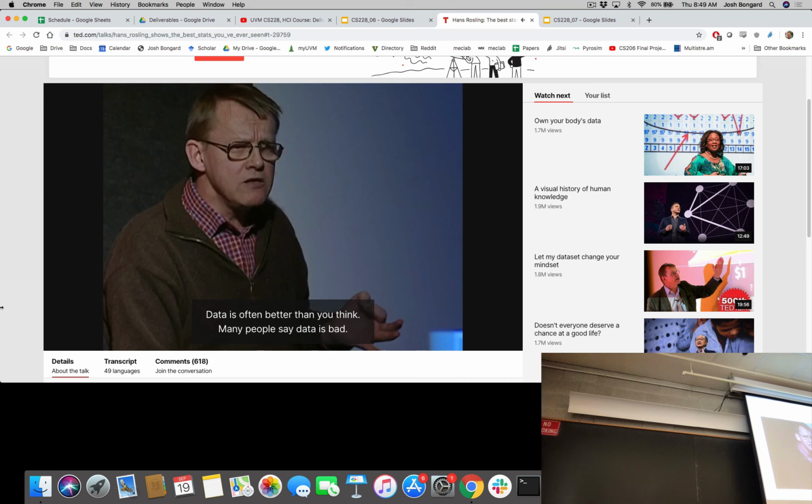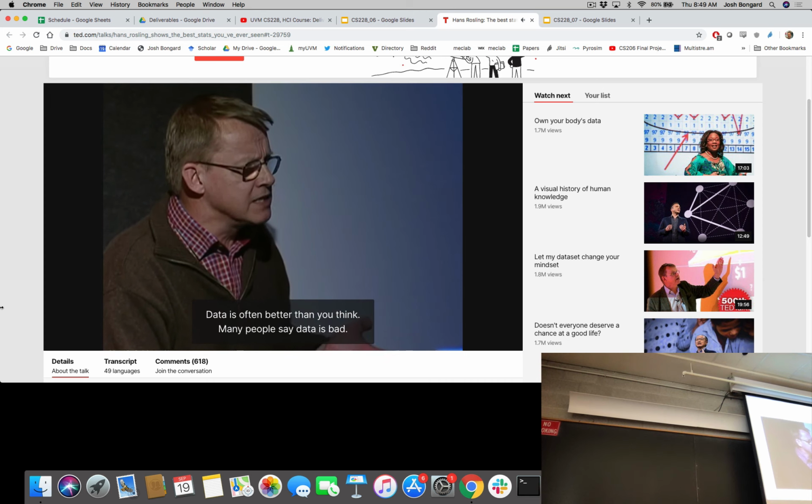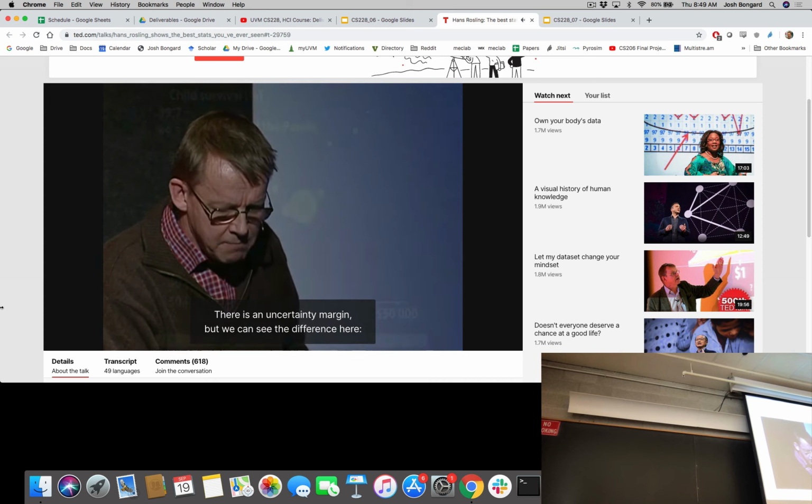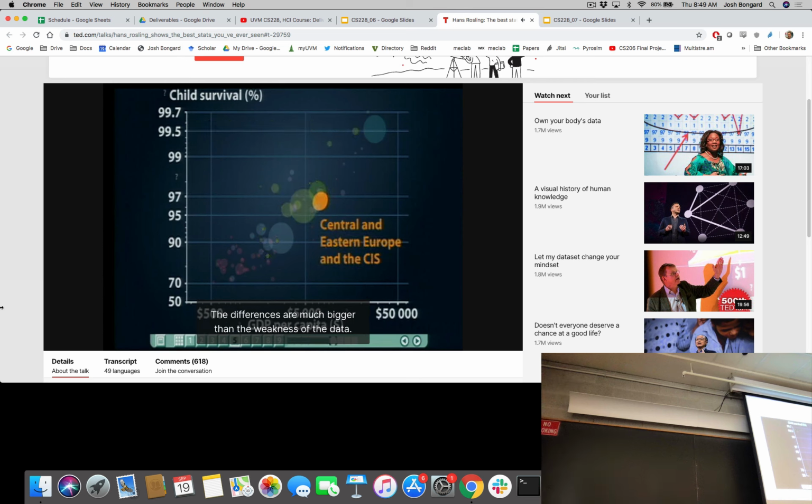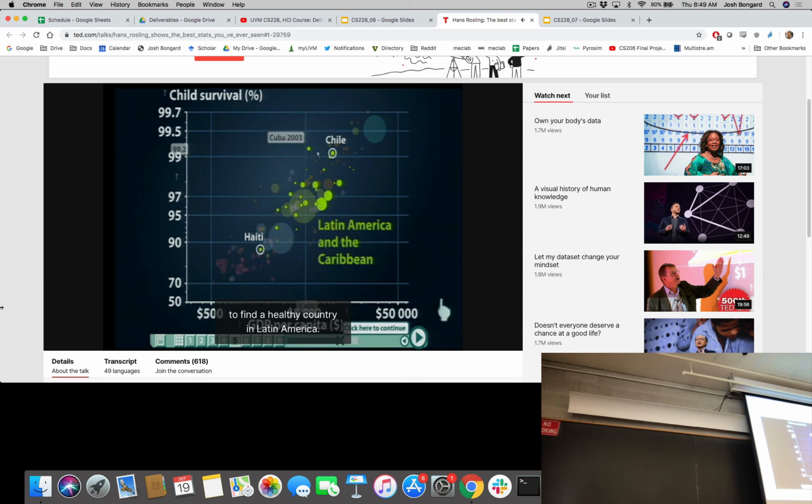Data is often better than you think. Many people say that data is bad. There is an uncertainty margin, but we can see the difference here, Cambodia, Singapore. The differences are much bigger than the weakness of the data. East Europe, Soviet economy for a long time, but they come out after 10 years very, very differently. And there is Latin America. Today we don't have to go to Cuba to find a healthy country in Latin America. Chile will have a lower child mortality than Cuba within a few years from now.